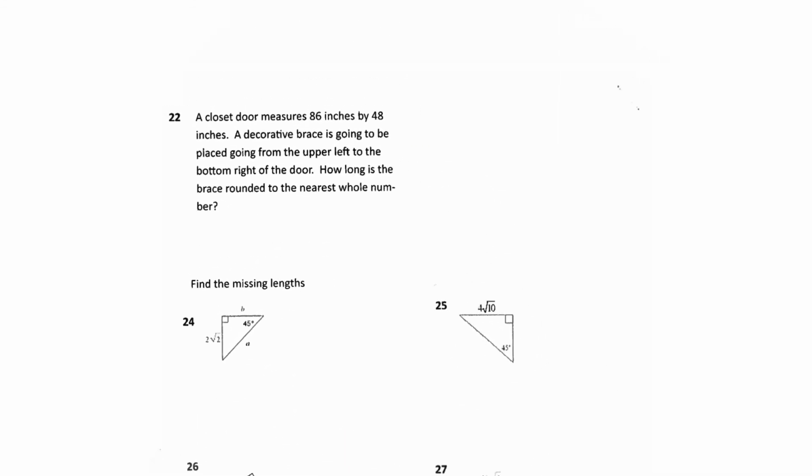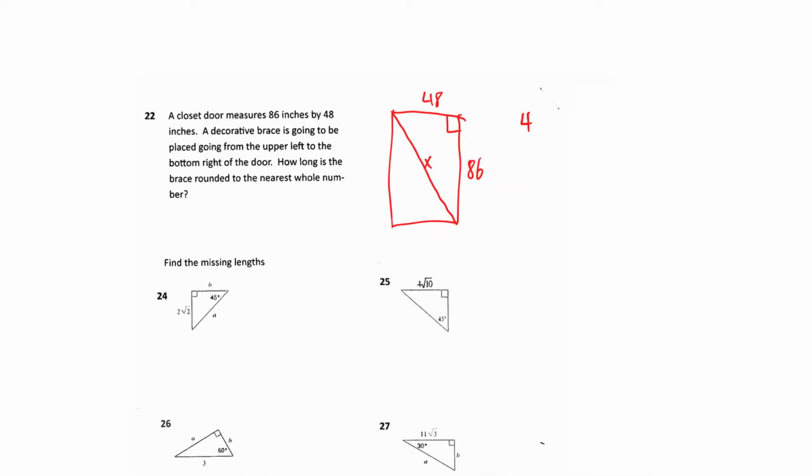All right. So on this one, you've got a door that is 86 by 48. There's a brace from the upper left to the bottom right. We want to know how long that thing is. So this is Pythagorean Theorem. 48 squared plus 86 squared equals x squared. And that is 98.49.